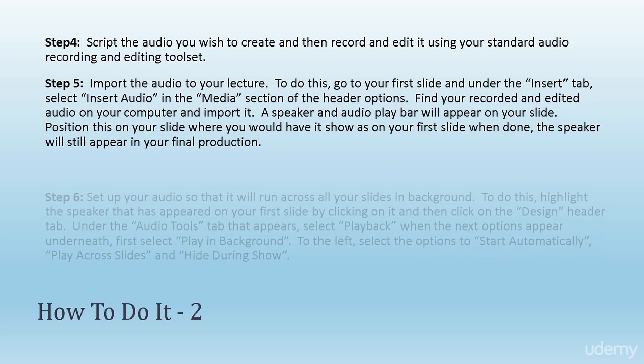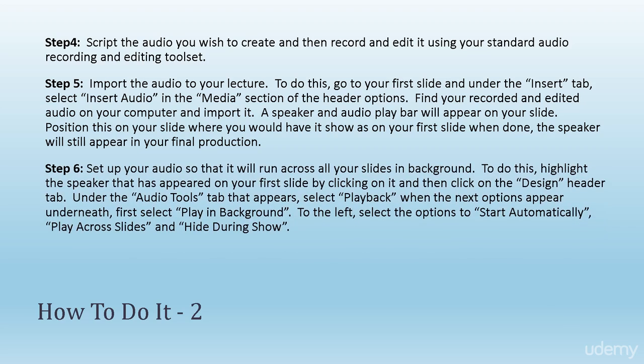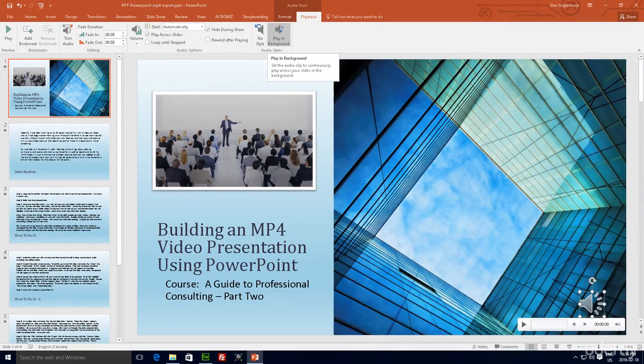Step 6. Set up your audio so that it will run across all your slides in background. To do this, highlight the speaker that has appeared on your first slide by clicking on it and then click on the Design Header tab. Under the Audio Tools tab that appears, select Playback. When the next options appear underneath, first select Play in Background, and then to the left, select the options to Start Automatically, Play Across Slides, and Hide during show.